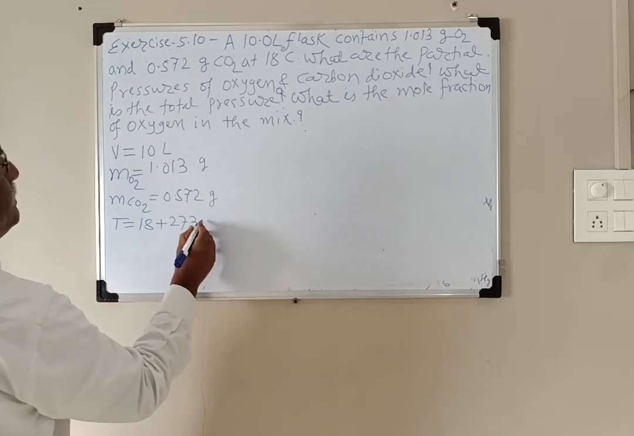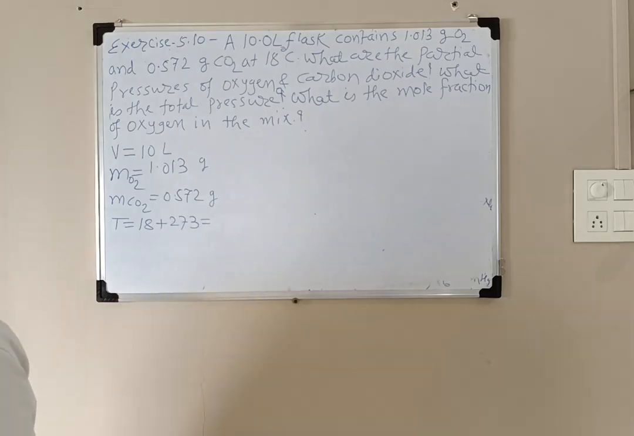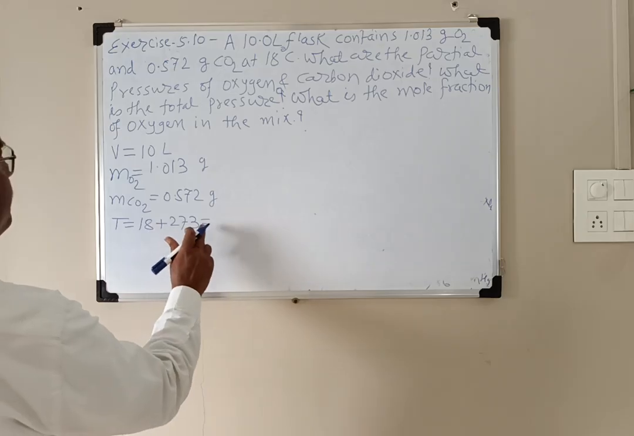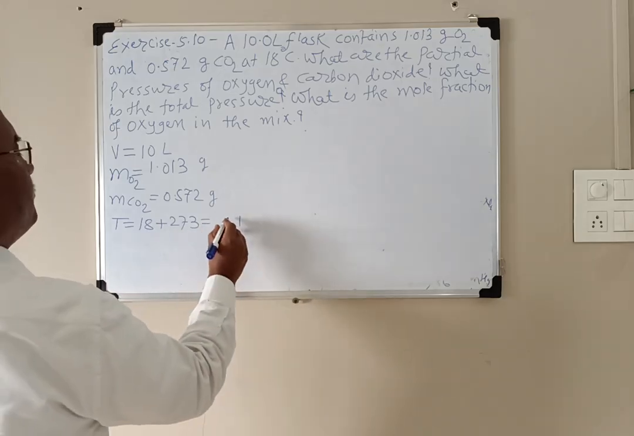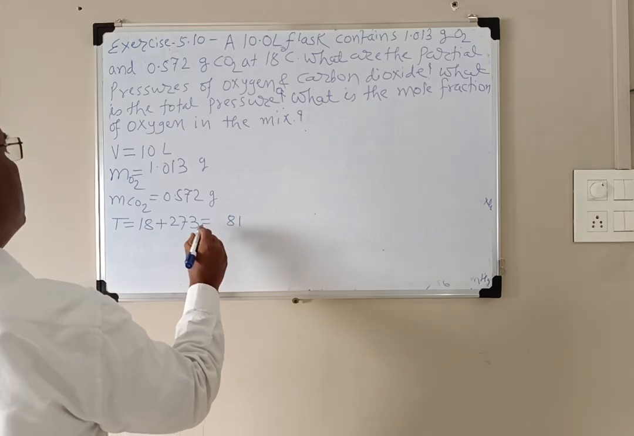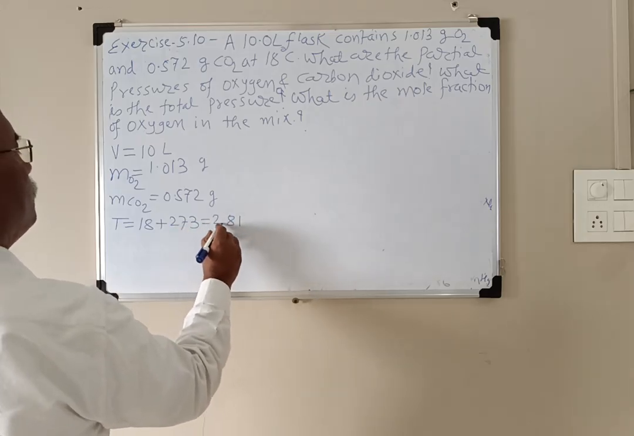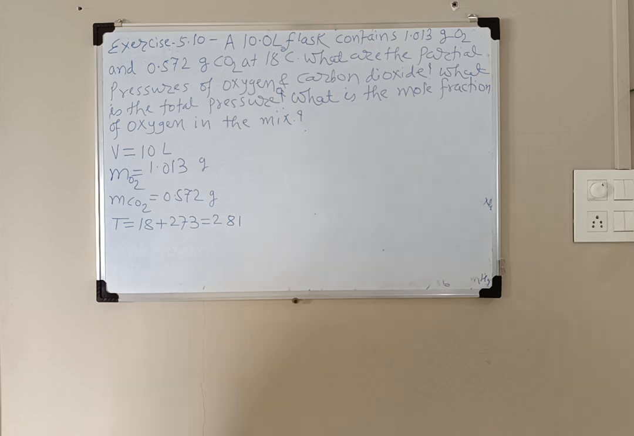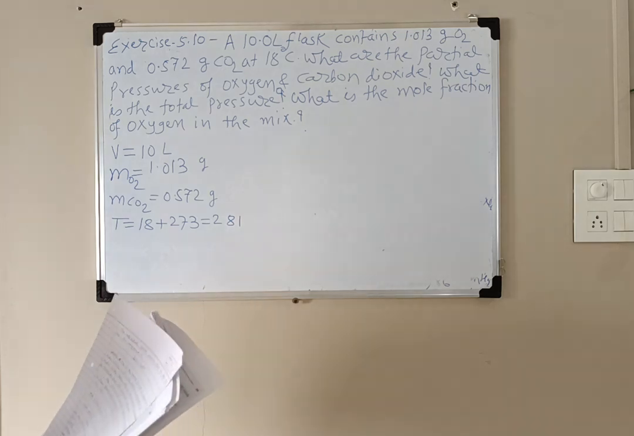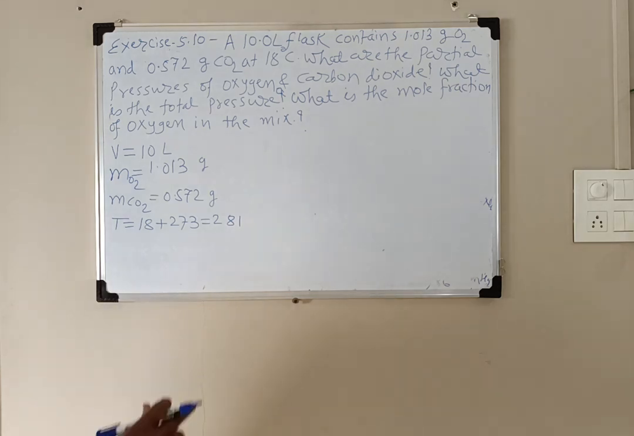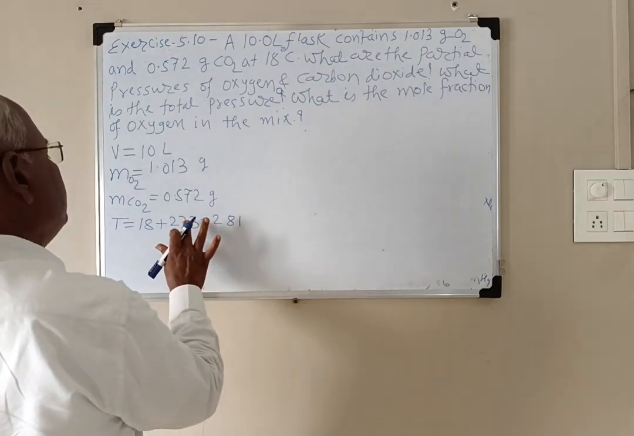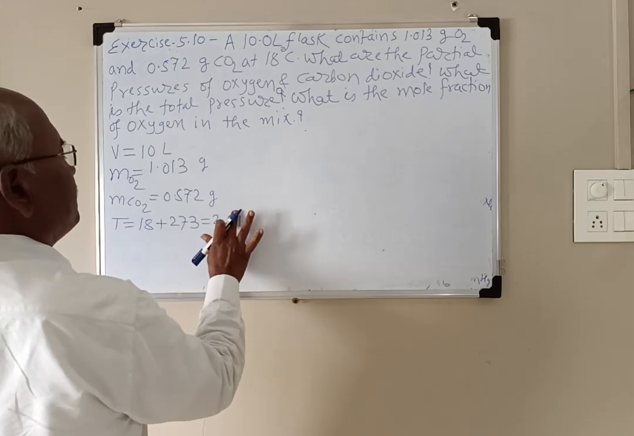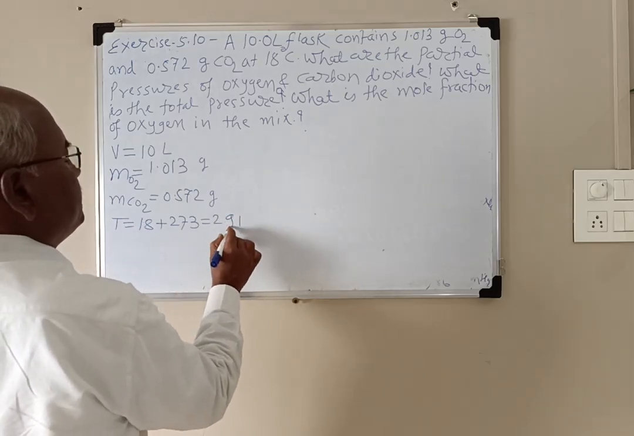Temperature is given, T is equal to 18 degrees centigrade. Convert into Kelvin by adding 273. 8 plus 3, 11. 7 plus 1, 8. 281. Am I right? Sorry. 8 plus 3, 11, 7 plus 1 plus 1, 9, 291 Kelvin.